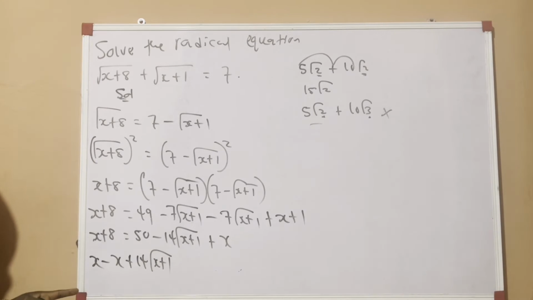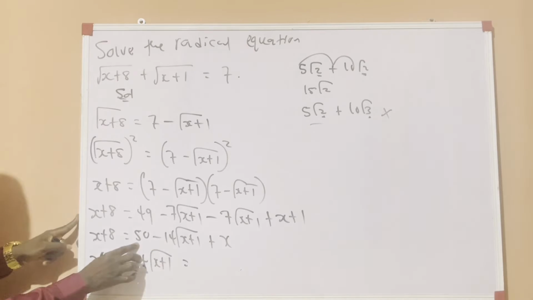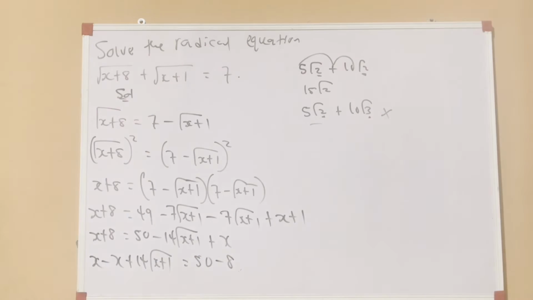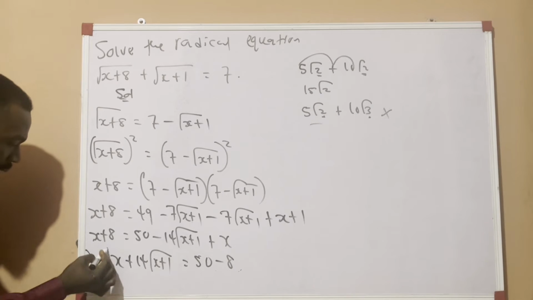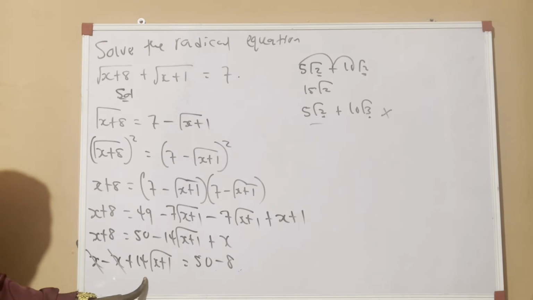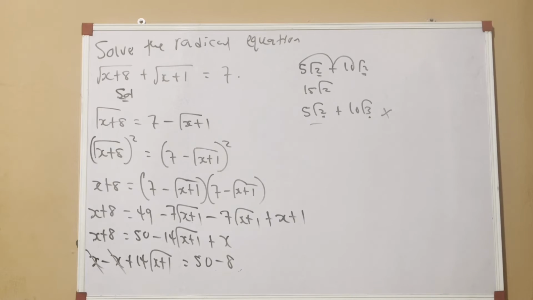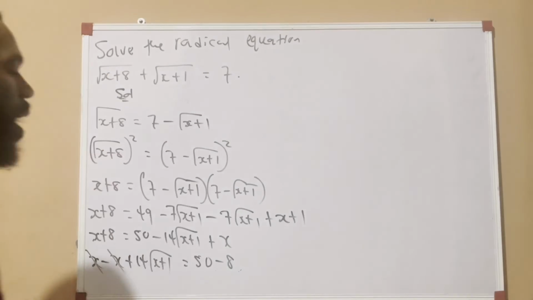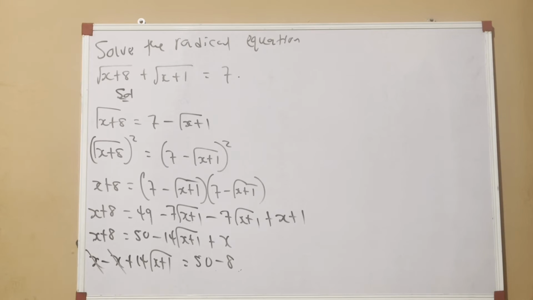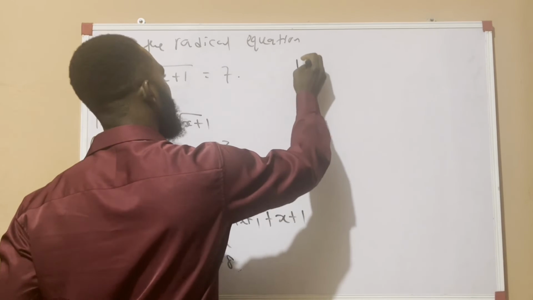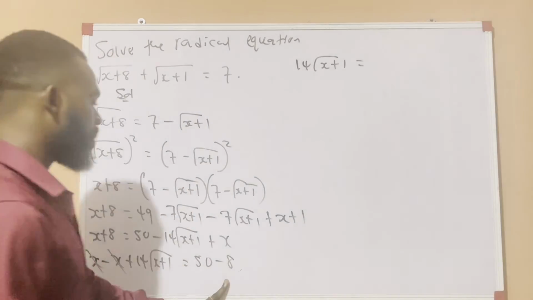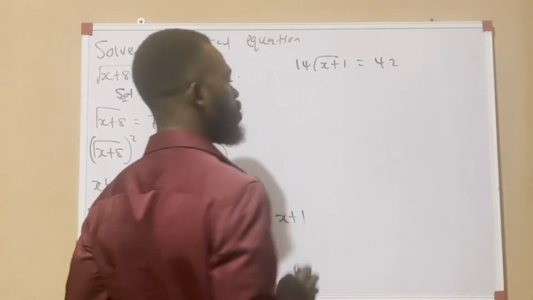Now, there's nothing crossing again here. So here is left with what? 50. If plus 8 crosses, it becomes what? Minus 8. Now, we all know that x minus x is 0. So what do I have next? I have 14 root x plus 1 equal to 50 minus 8 gives us 42.